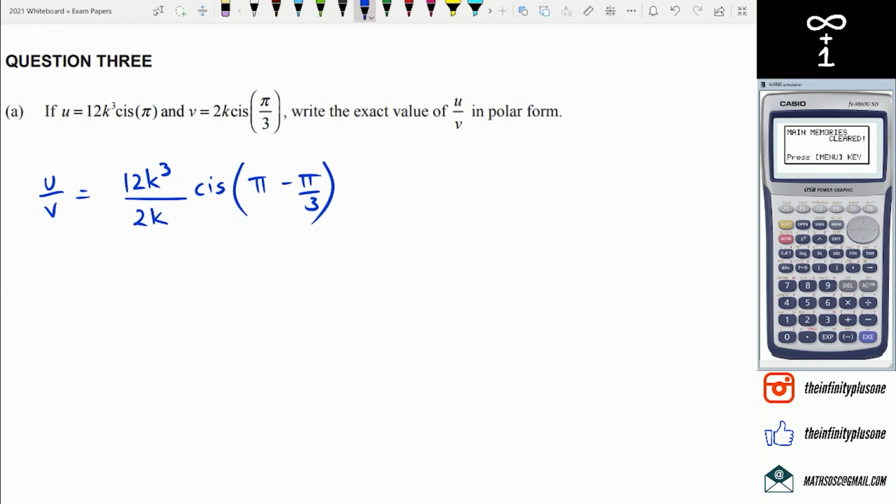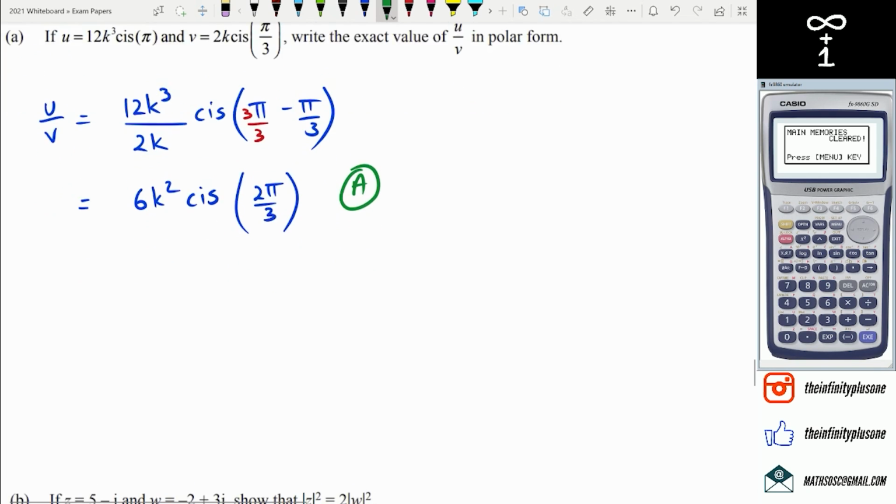All right, this is just some De Moivre's theorem that you just have to keep in mind. Once you do that, it's just 12 over 2 is 6, k cubed over k is k squared, cis pi take away pi over 3 is 2 pi over 3. How do I get that real quickly? Well, I know that pi could be written as 3 pi over 3. 3 pi minus pi is just 2 pi, and then we're good to go. Grades wise, achieved.